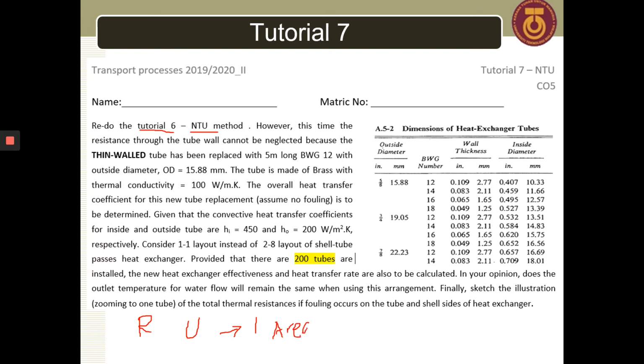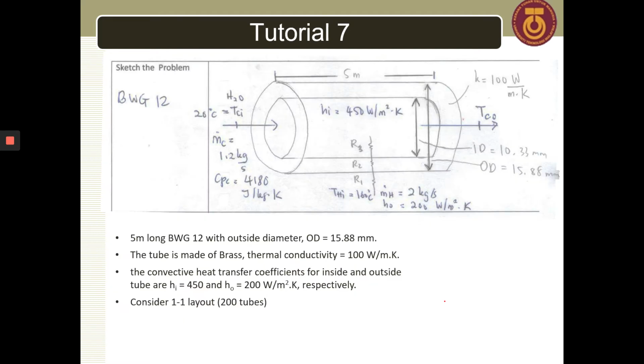Okay, but for the effectiveness, we calculate this for overall tubes. So in this case it is 200. So for effectiveness, we must calculate for overall tubes. So why is that the case? To explain further, I want to show you this slide.